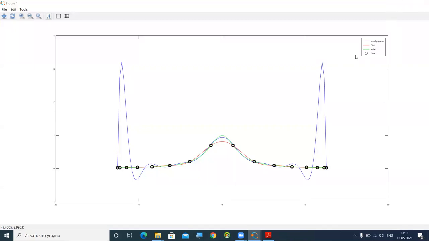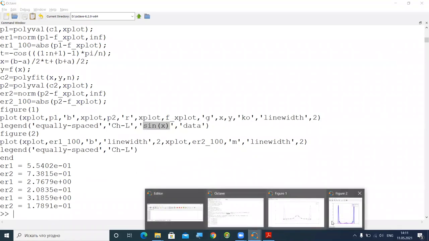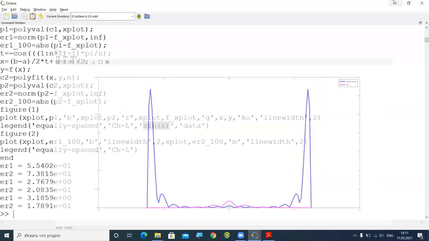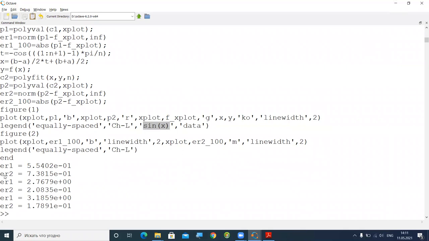Okay, now the second graph shows us the errors, the graph of errors. You can see for equally spaced nodes, they are very big. And for Chebyshev-Lobatto nodes, they are very small, you can see. They are the errors, the graph of errors. And now here we have the values for these errors: error 1, error 2, for n is 5, n is 10, and n is 15. Is it clear? Any questions here?